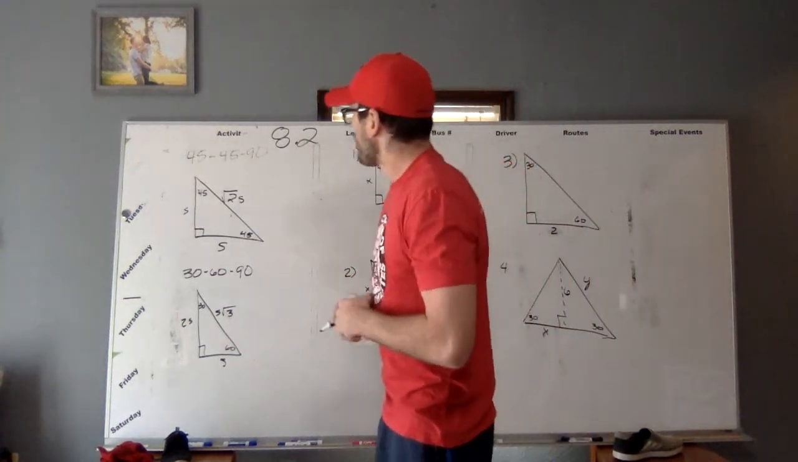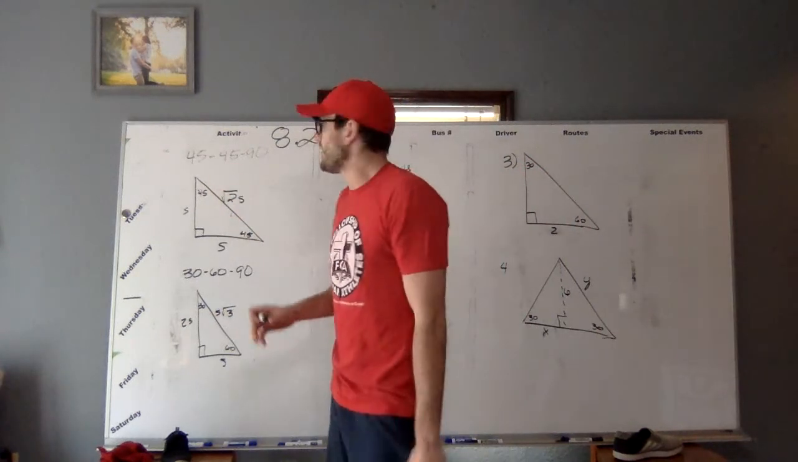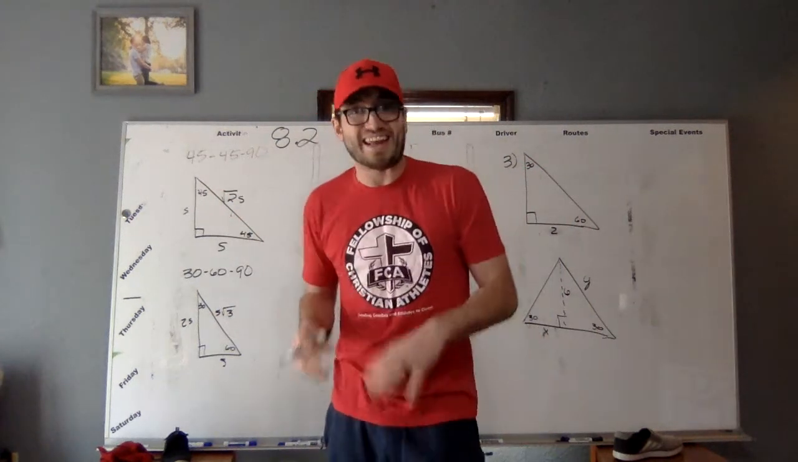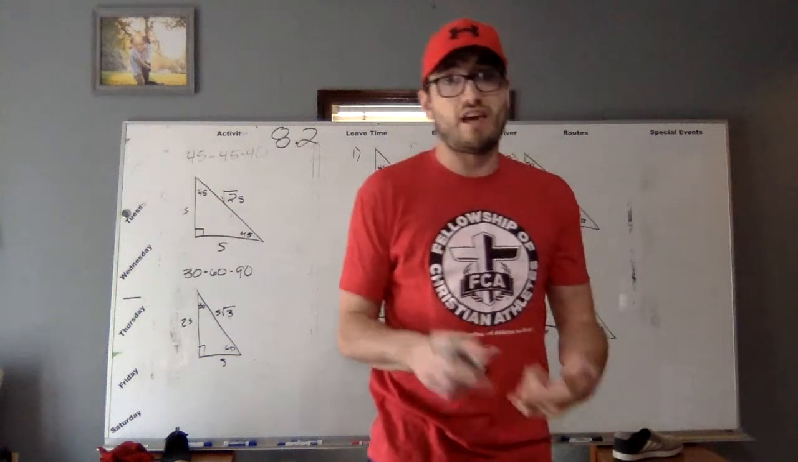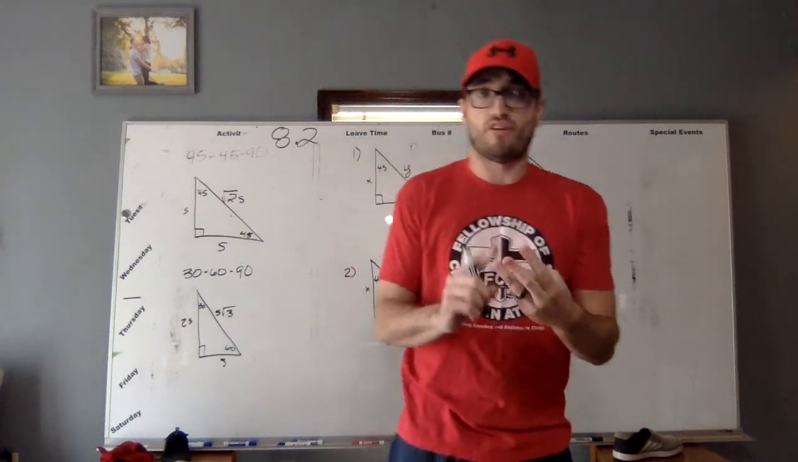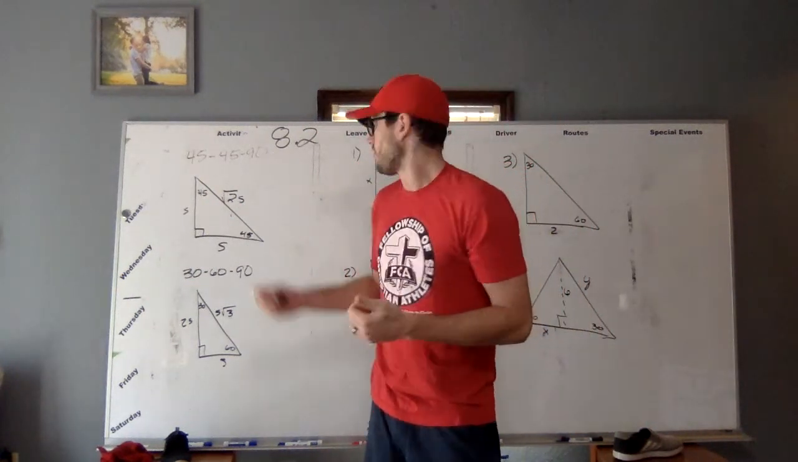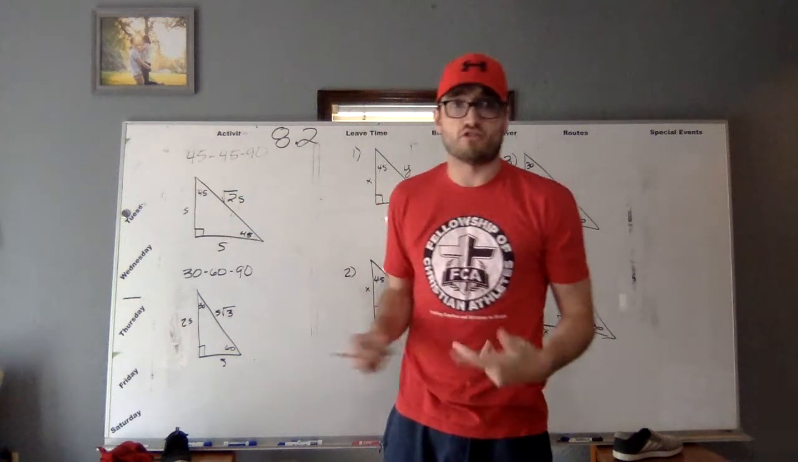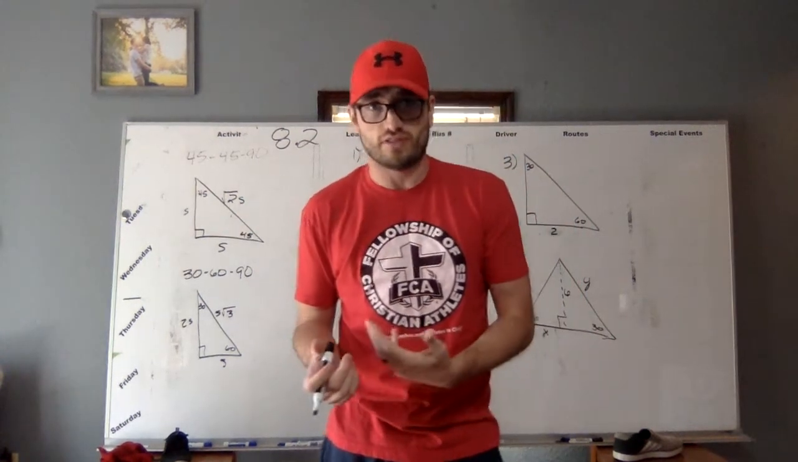Okay. Starting with the 45, 45, 90, what we know is, again, the given being it has to meet those specifications. It has to be a right triangle, and it has to be 45, 45, 90. Okay? So it has to look like this. They have to give you that information. If you don't have that, then you don't have enough to solve it this way.